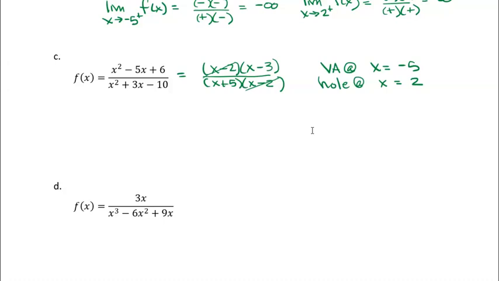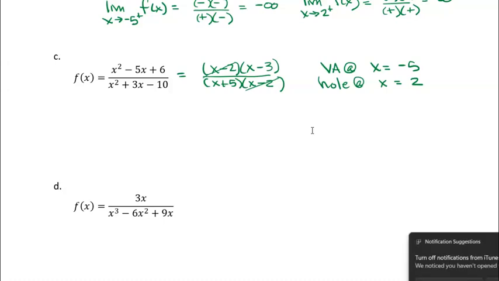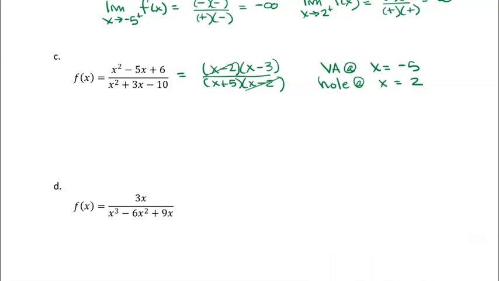The limit even, as we approach x equals 2 from either side, is going to look like x minus 3 over x plus 5, but we're going to have a hole at 2. Okay, so now we only have one vertical asymptote, so we only have to do one limit in this case. So let's look at the limit as x approaches negative 5 from the left of f of x.